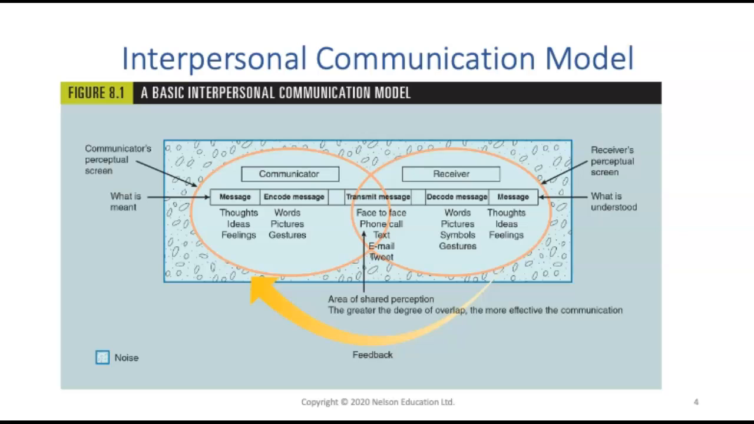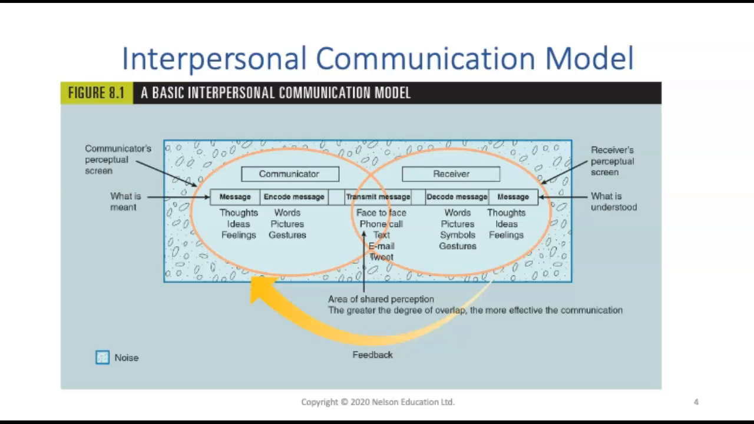And then on the other side is the receiver. They're going to receive the words and pictures and symbols and gestures, and they have to decode those into a message. So they're trying to take those words and pictures and symbols and turn them into thoughts, ideas, and feelings. And let's face it, sometimes it's easy. We deal with people who are effective communicators. It is very clear what they're saying. It is very easy interpreting the message. And then other times it is extremely difficult. For example, in a text message that is a couple lines, it is just hard to get to what they mean by this message.